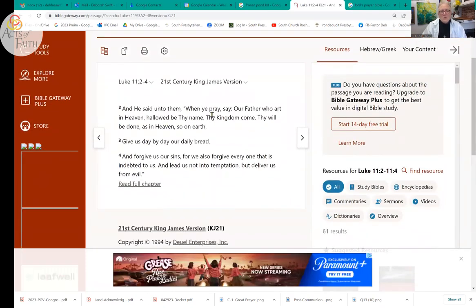"And he said unto them, When ye pray, say, Our Father who art in heaven, hallowed be thy name. Thy kingdom come, thy will be done, as in earth, so on earth, as in heaven. Give us day by day our daily bread, and forgive us our sins, for we also forgive everyone that is indebted to us. And lead us not into temptation, but deliver us from evil."